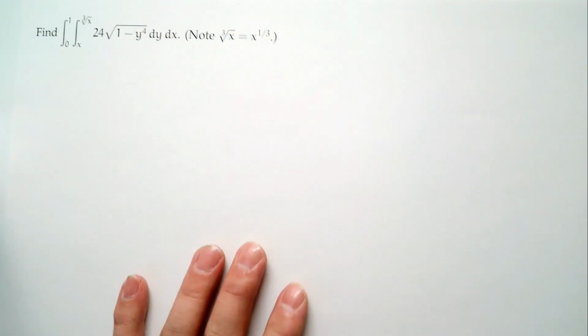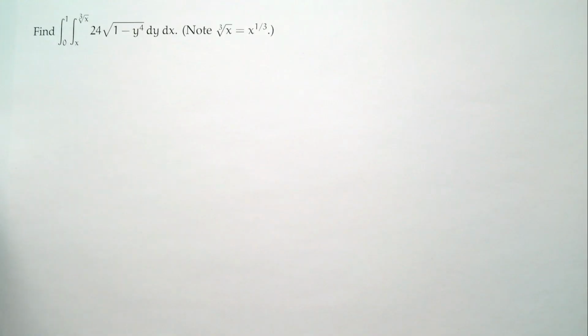The one thing that people ask me the most about, and I can see why when I looked at what I wrote, was this particular problem from last spring. So find the integral from 0 to 1, the integral from x to the cubed root of x of 24 square root of 1 minus y to the 4th dy dx. I like this problem. And I'm going to tell you right now, I'm the one who wrote this problem. And probably by then you won't be surprised when you see what happens.